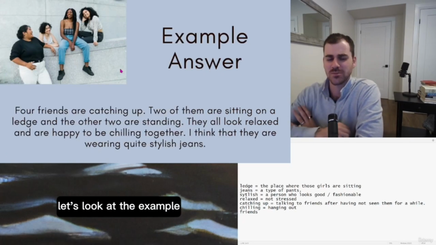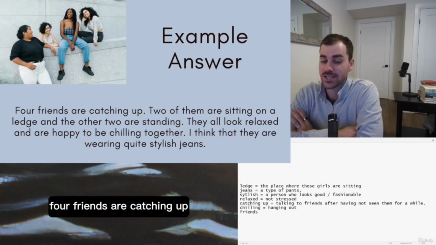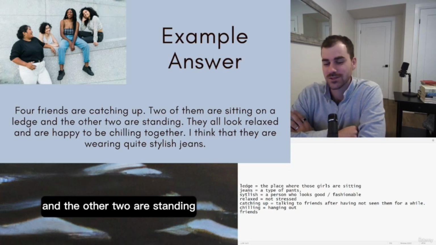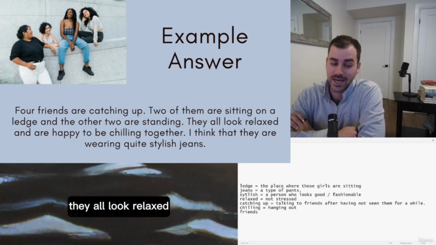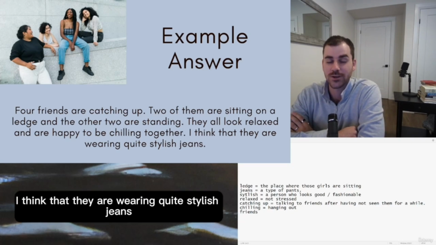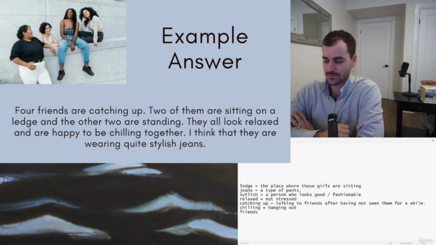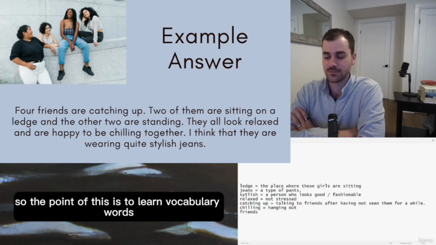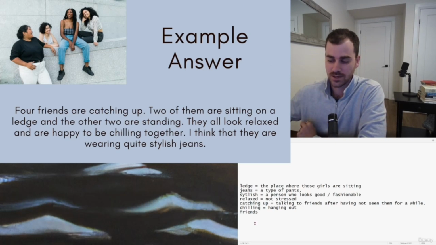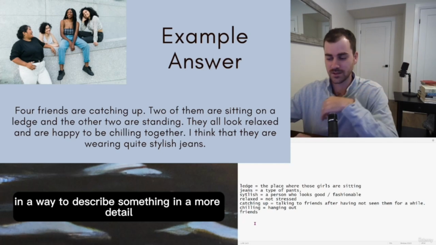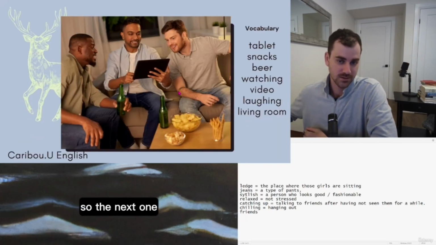Let's look at the example. 4 friends are catching up. 2 of them are sitting on a ledge, and the other 2 are standing. They all look relaxed and are happy to be chilling together. I think that they are wearing quite stylish jeans. So the point of this is to learn vocabulary words and use them in a way to describe something in more detail.